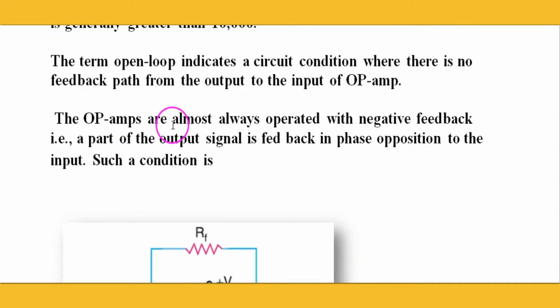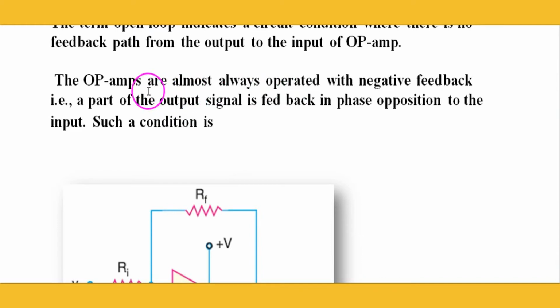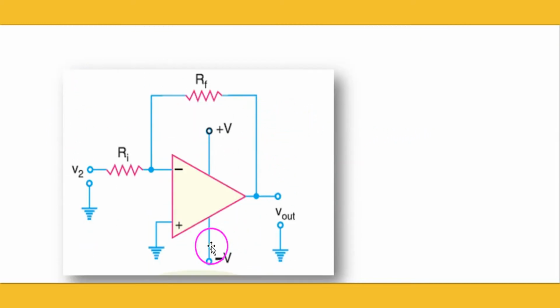An op amplifier is practically always used in closed loop, when part of the output signal is fed back to the input side. There's negative feedback. This is practically used like this. Here the gain becomes low, which is the basic negative point, but it has many advantages and many applications.